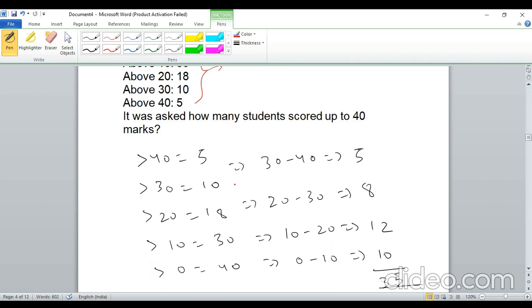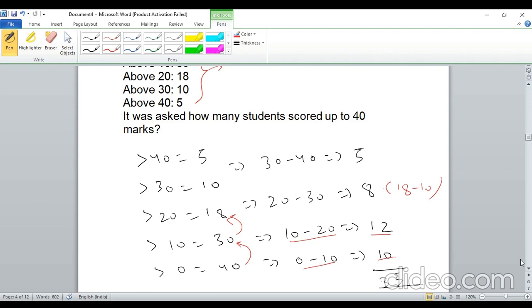So certainly, the students who scored between 30 to 40 will be 5, that is 10 minus 5, right? Straightforward. Again, above 20, there were 18 students, and above 30, there were 10 students. So students scoring between 20 to 30 marks will be 8, that is how we got it, 18 minus 10, right? Similarly, between 10 to 20, you subtract 18 from 30, you will get 12. Then from 0 to 10, you subtract 30 from 40, you will get 10.